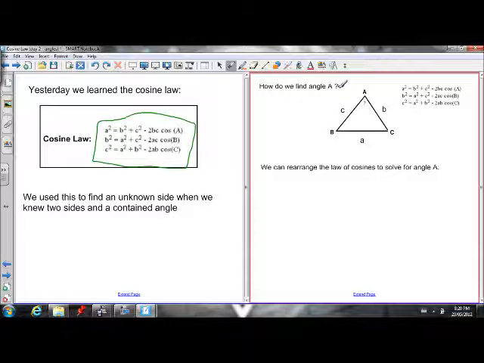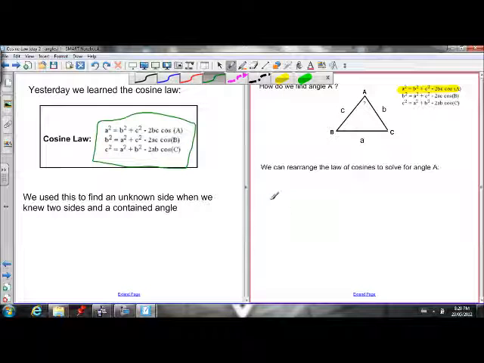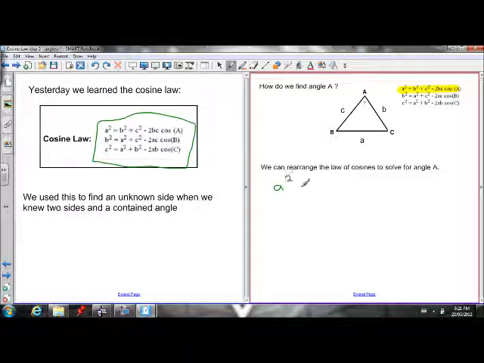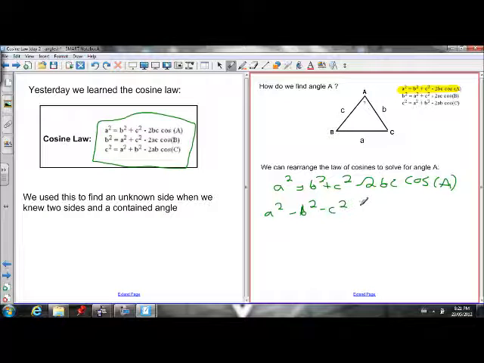I'll isolate the angle right off the bat. So how do we find angle A? If I know all three sides, I'm going to choose this equation because it has angle A in it, and do a general rearrangement to solve for angle A. I know a squared equals b squared plus c squared minus 2bc cos A. I want to get cos A by itself, so I'm going to subtract b squared and c squared to the other side. Because they are positive on the right, they will be negative on the left side of the equation.